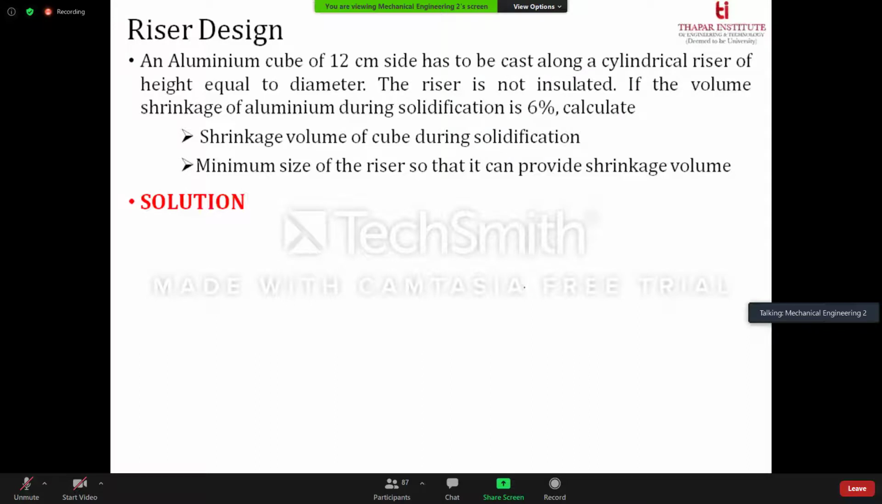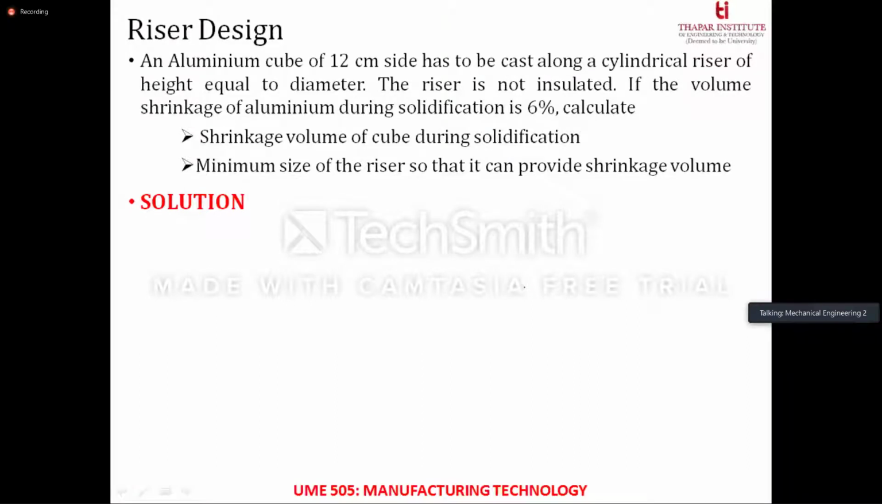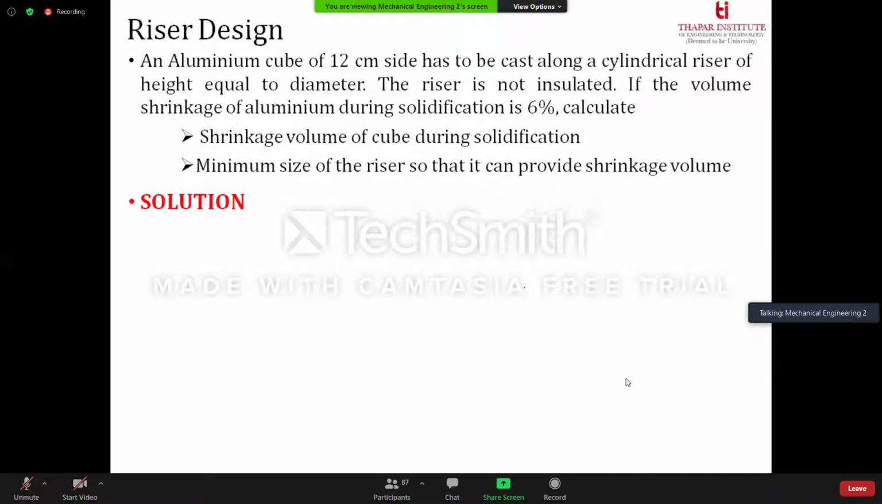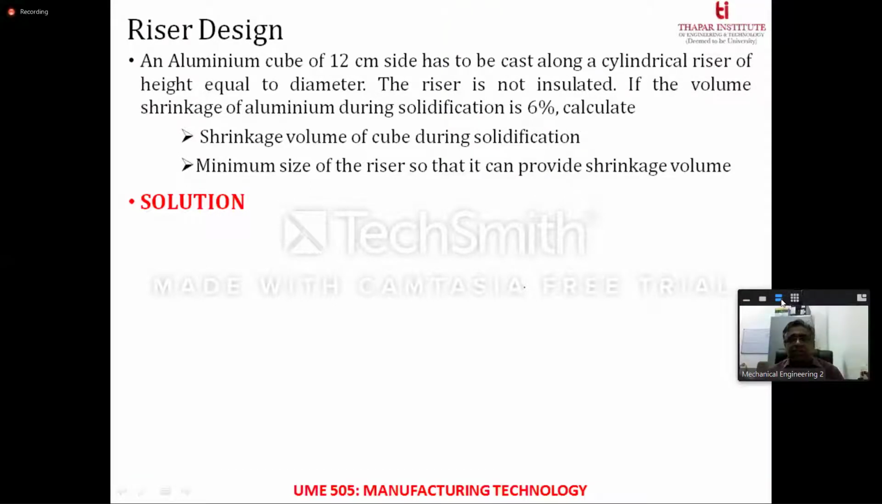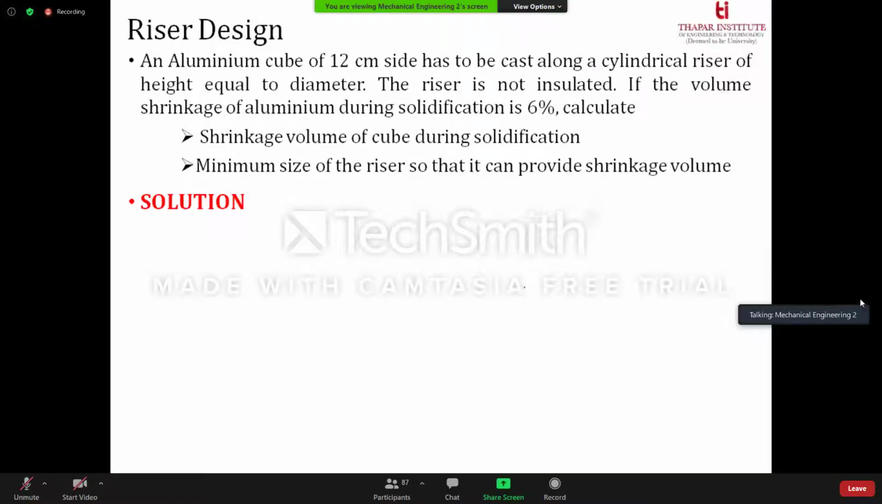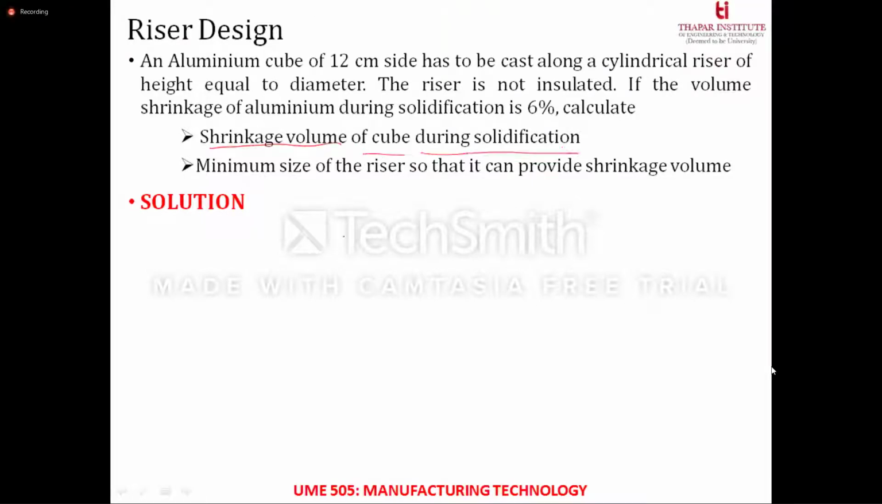And secondly, what will be the minimum size of the riser? The riser, as you already know, is a cylindrical riser that you will be taking. So what I want you to find out is the diameter of the riser and the height of the riser, so that it can provide you the shrinkage volume. This is the basic thing that you need to find out. So let us start with the first part. We are trying to find out the shrinkage volume of the cube during the solidification process.